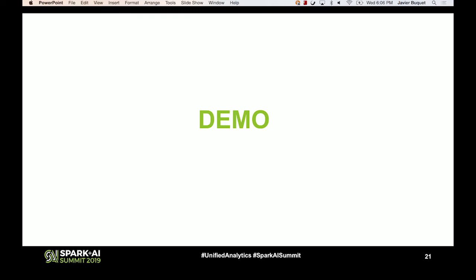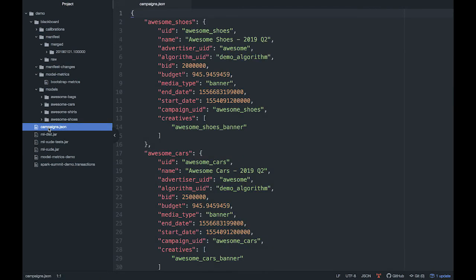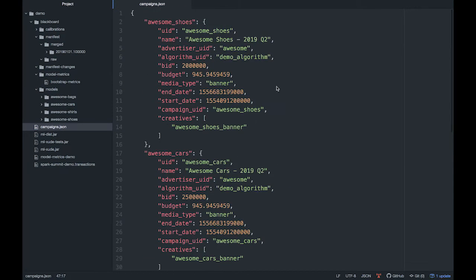For the purpose of this demo, I'm running three components: the real-time decision engine, the offline machine learning infrastructure, and the Blackboard, on my local file system. I'm running a reduced version of our system, for which I only created 4 campaigns that we want to try. I call them awesome shoes, awesome cars, awesome bags, and awesome shirts. We have some parameters here, like the base bid, the bid value on top of which we want to optimize, and some metadata that is needed to create our manifests.